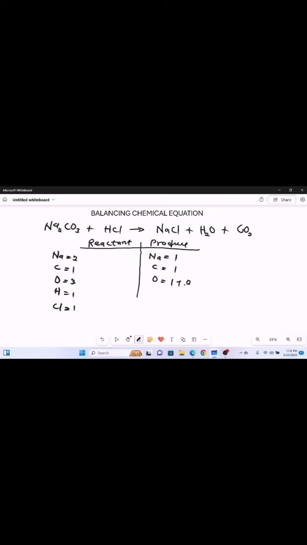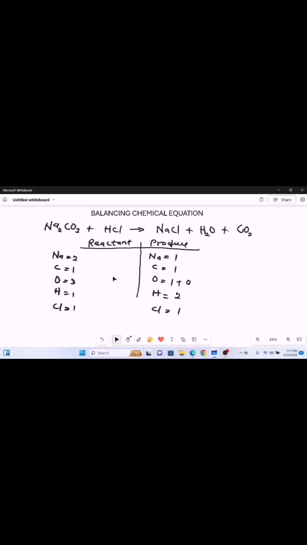Next is hydrogen. For hydrogen atom, I have 2 moles of hydrogen atom on the product. For chlorine, finally, for chlorine I have 1 mole of chlorine on the product. So let's take a look at this equation now.